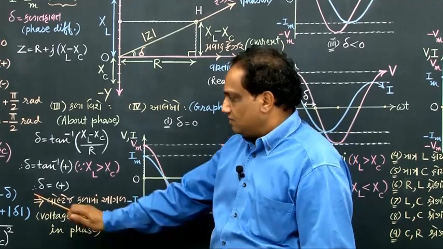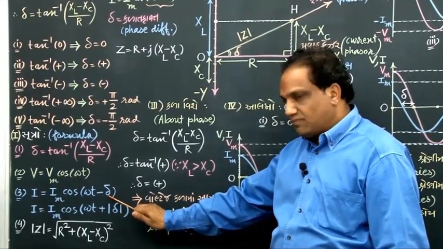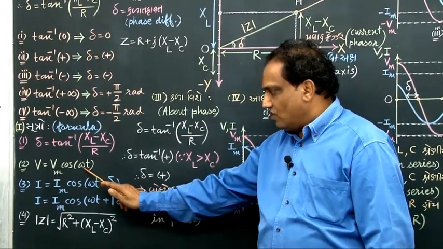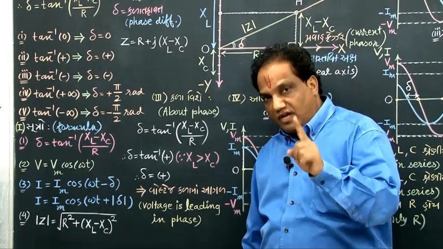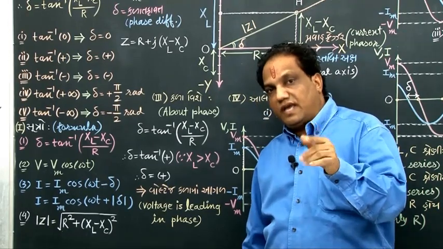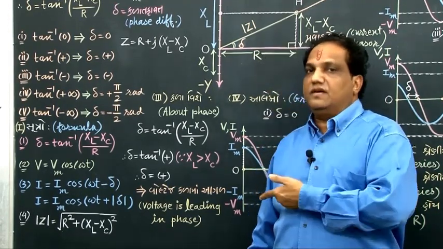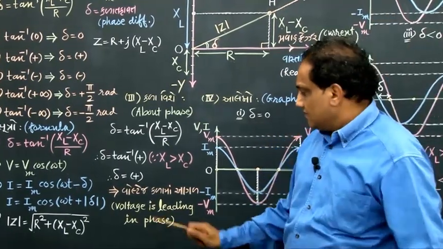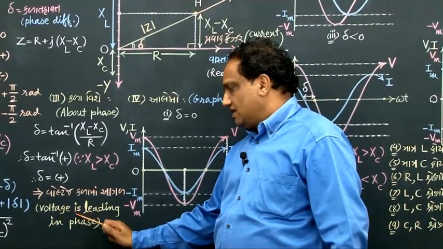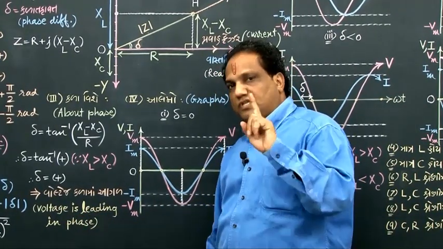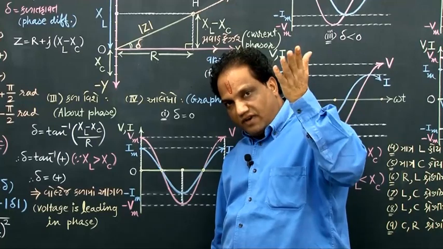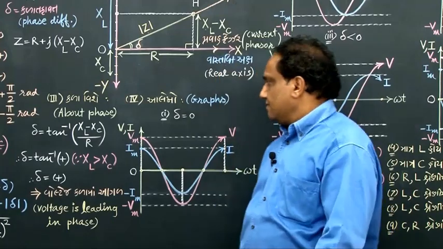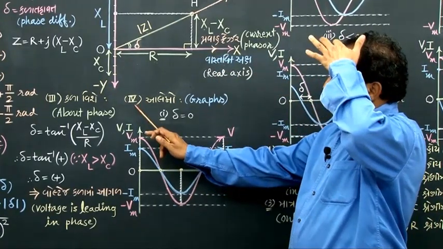Whenever delta is positive, just think here, the phase of current is smaller than the phase of voltage. If the phase of current is smaller, it means current is lagging behind in phase, and here the phase of voltage is more, which means voltage is leading in phase. That is what I have written here, voltage is leading in phase. You must understand, when voltage is leading in phase, current is lagging behind in phase. Okay, fine. And then we go for the fourth part.